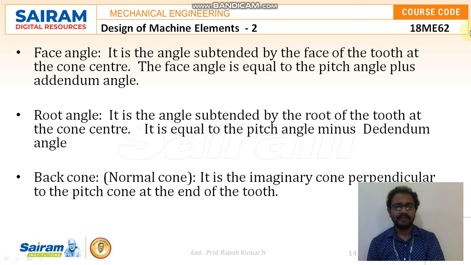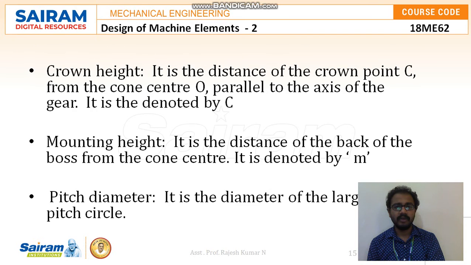And face angle. It is the angle subtended by the face of the tooth at the cone center. The face angle is equal to the pitch angle plus the addendum angle. Then root angle. It is the angle subtended by the root of the tooth at the cone center, and it is equal to the pitch angle minus the dedendum angle. Then back cone, which is also called the normal cone. It is the imaginary cone perpendicular to the pitch cone at the center of the tooth.